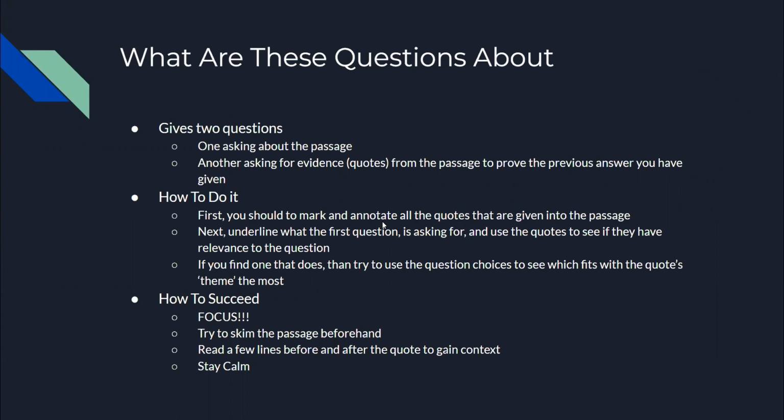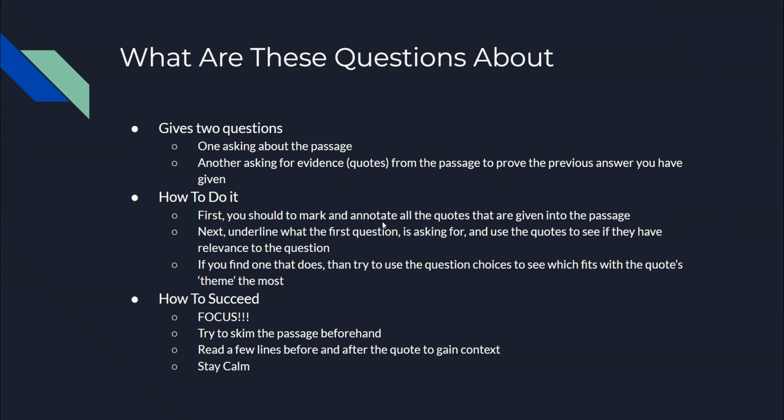What these questions do is give two questions. One of these asks something about the passage, like the narrator's opinion on something or how the narrator acts. Then another question asks for evidence in the form of quotes from the passage in order to prove your previous answer choice. So how do you do it?